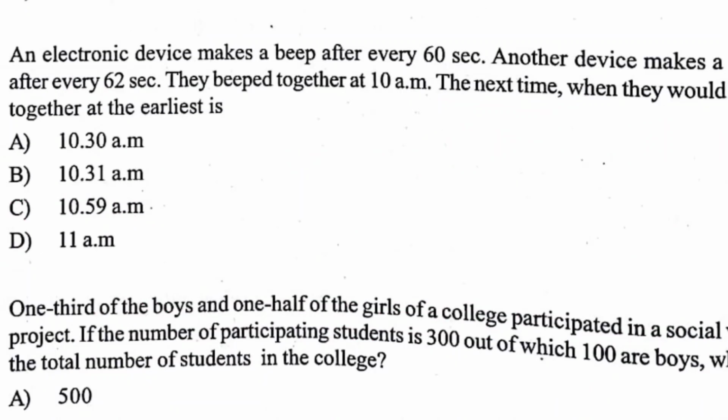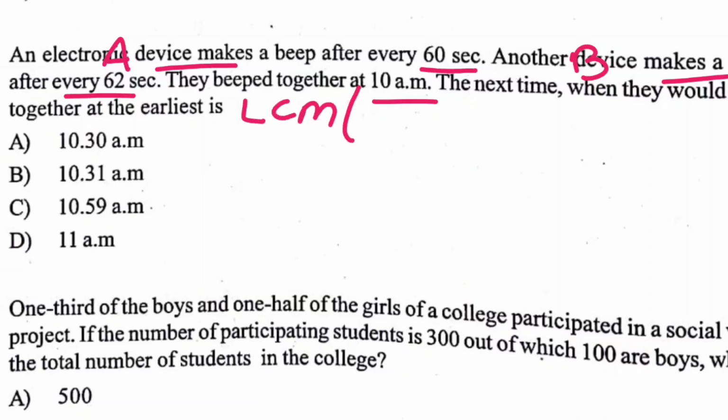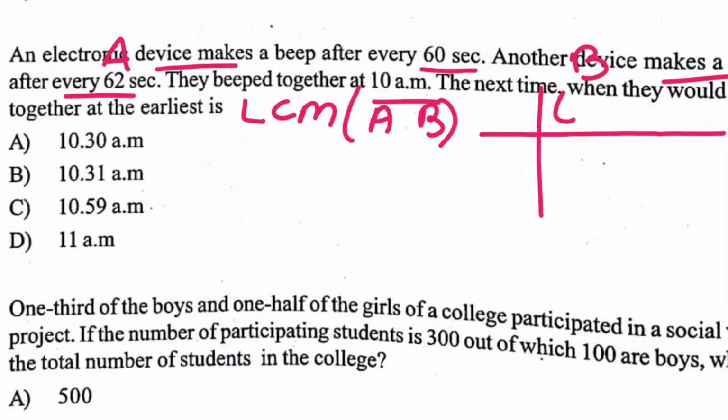Next question is, an electronic device makes a beep after every 60 seconds. Another device makes a beep after every 62 seconds. They beep together at 10 a.m. The next time when they would beep together, at the earliest, we need to find out. Okay, so let us say we have device A and device B. The time they will beep simultaneously together will be the LCM of the time taken by device A and device B. So let's find out the LCM of 60 and 62 first.